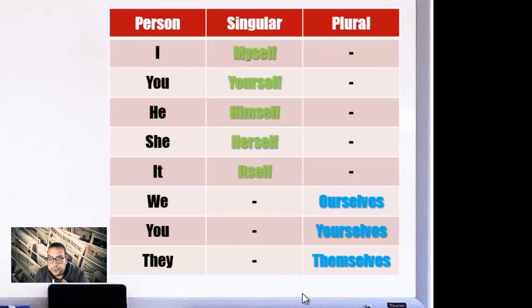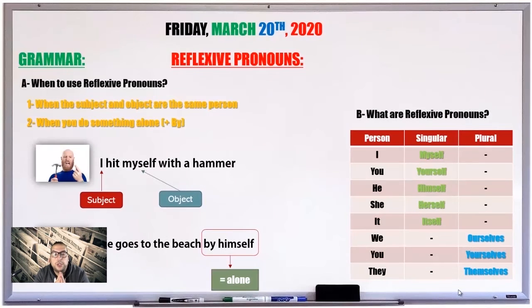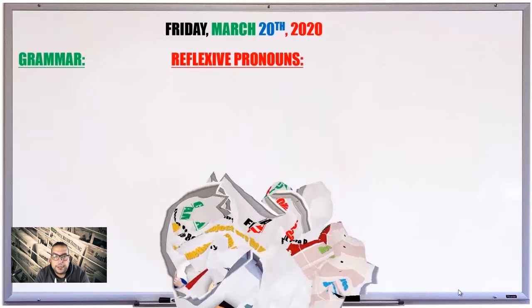They, themselves. So, let's recapitulate before we go to the exercise. When do we use reflexive pronouns? We use reflexive pronouns in two cases: when the subject and the object are the same person, I do something to me or to myself, you do something to you, to yourself, and so on. And when you do something alone, without the help of other people, and remember to add by before the reflexive pronoun.